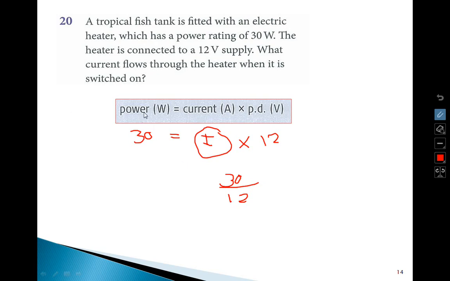As we did in this equation, write down the equation: power is equal to current times V. Substitute the values. P is 30, we need to find I, and V is 12. So it's 30 over 12, which is equal to 2.5 ampere.